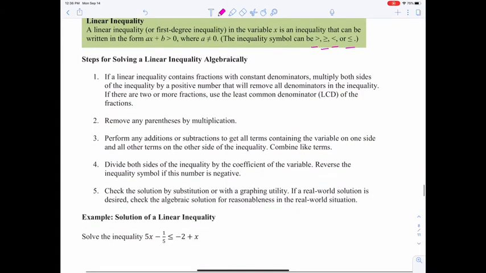All right, so the steps for solving a linear inequality algebraically are actually just the same as if you were solving with an equal sign. There's just one slight difference, and that's where we have to be careful if we ever multiply or divide both sides of the inequality by a -1. If you multiply or divide by a -1, you flip the inequality. Okay? All right, that's important.